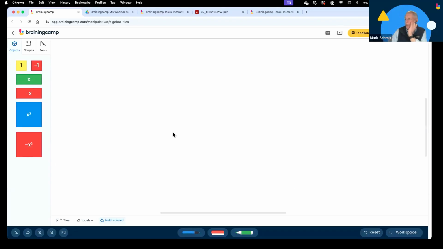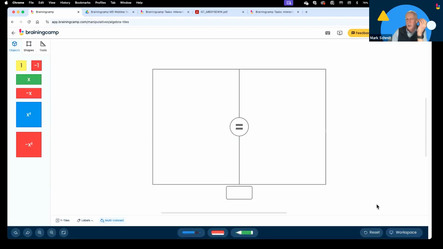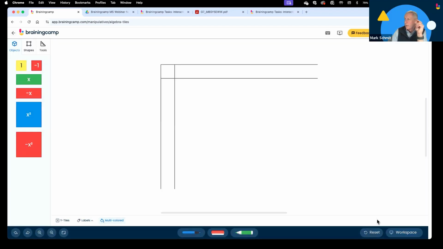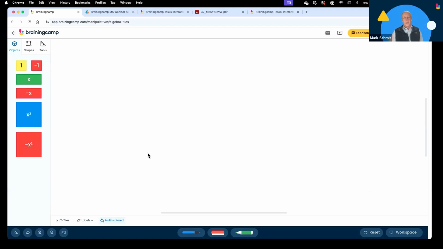And let's see, we've got multiple workspaces down over here on the right. I've got one for solving, and we'll take a look at using that in a little bit. And then we've got another workspace called factors. All right, Tevin loves algebra tiles just like I do. Awesome. All right, let's go back to the basic workspace.